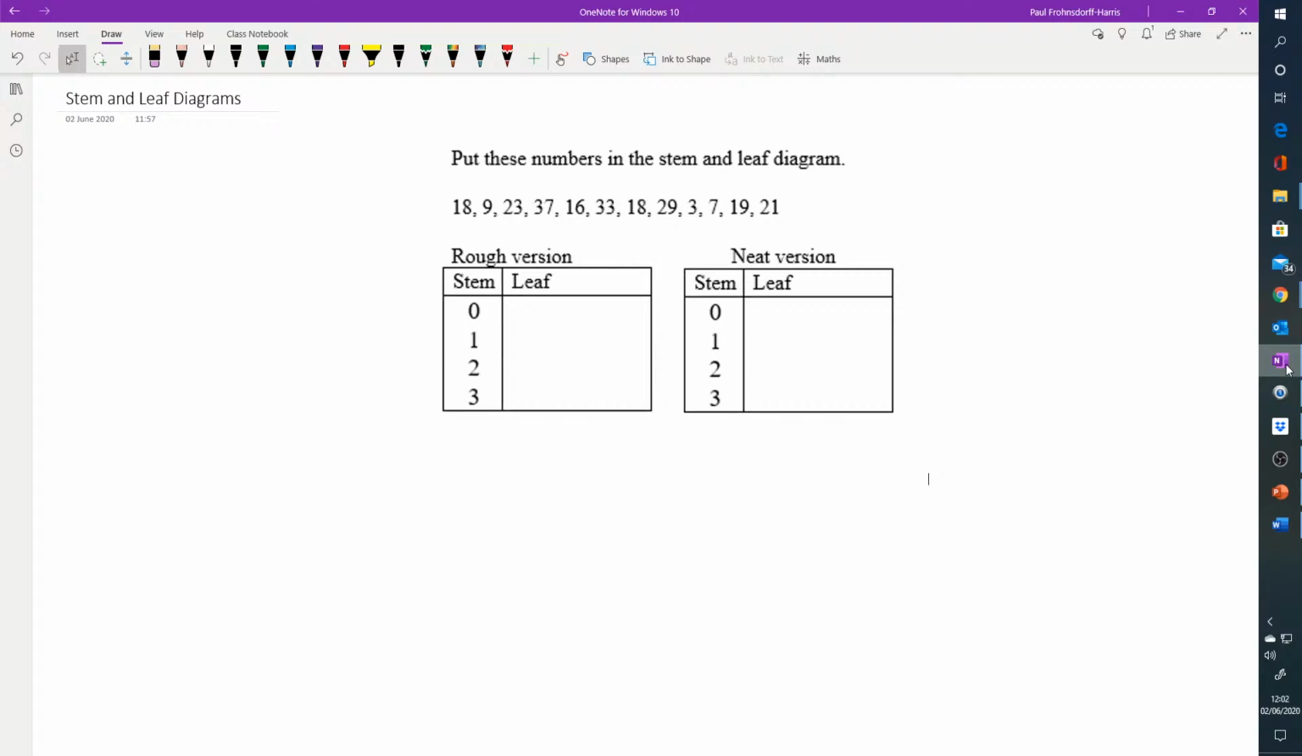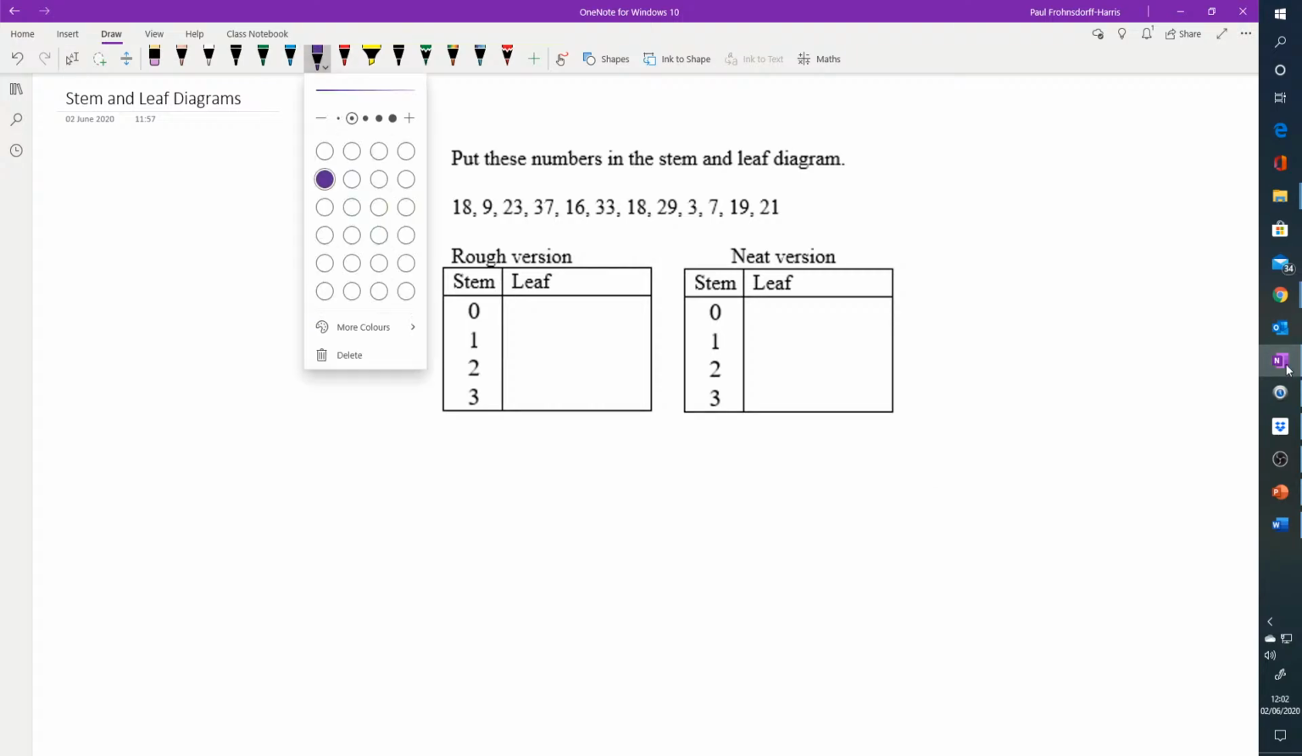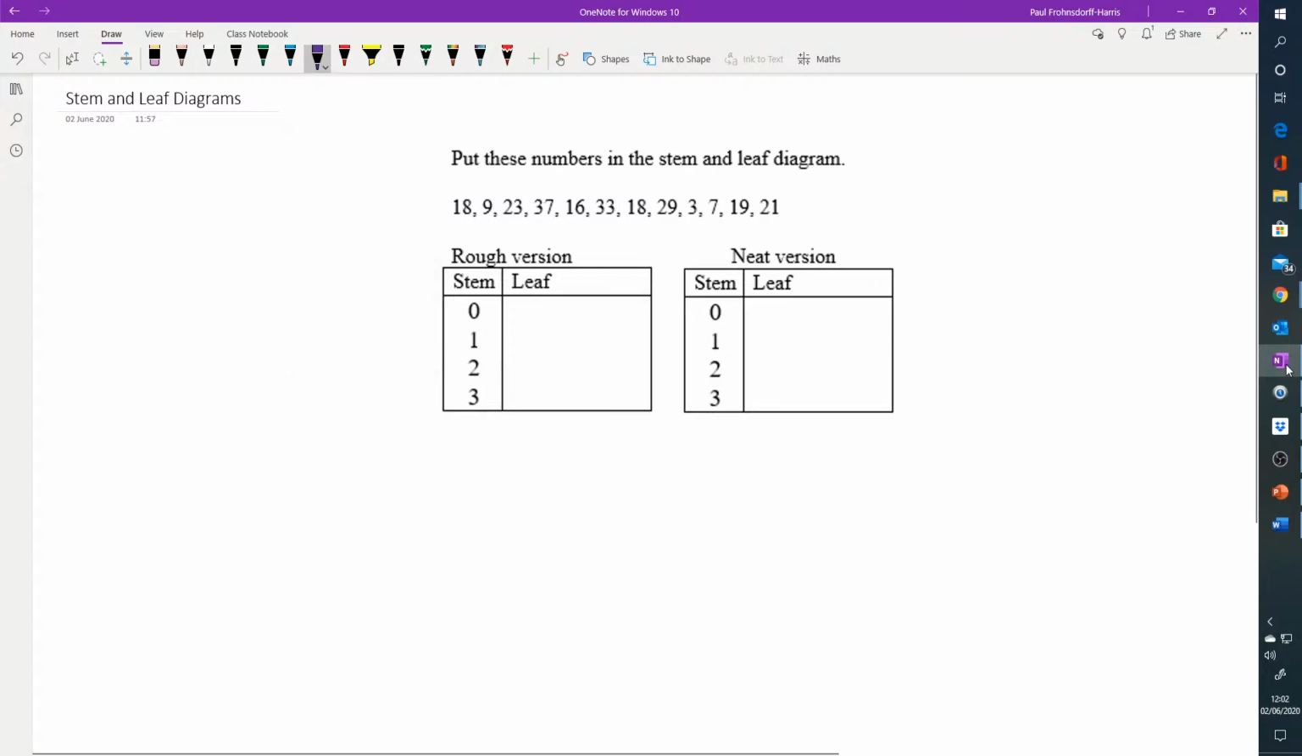We have some numbers. And in order to do so, the first thing we're always going to need to do is write a key. You cannot have a stem and leaf diagram without a key. So the very first thing I always do is put in my key. Here it is. Now, this key will tell me what each number means.